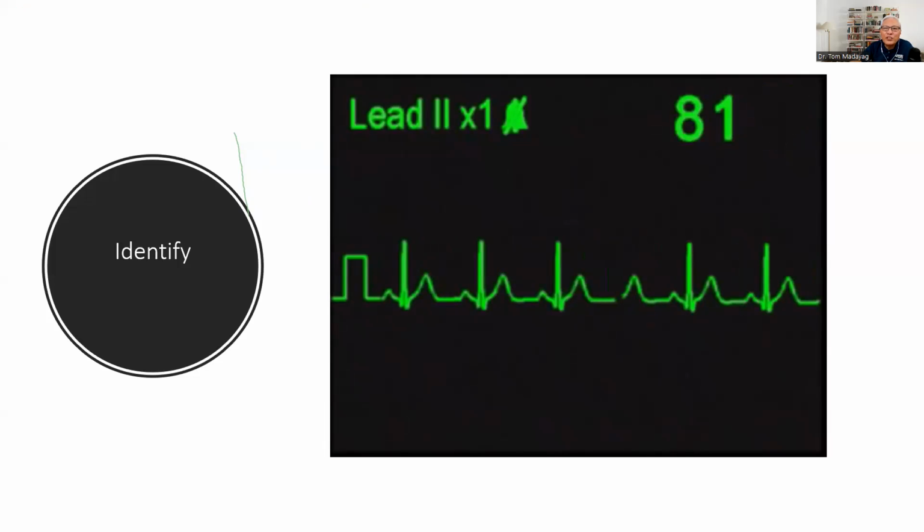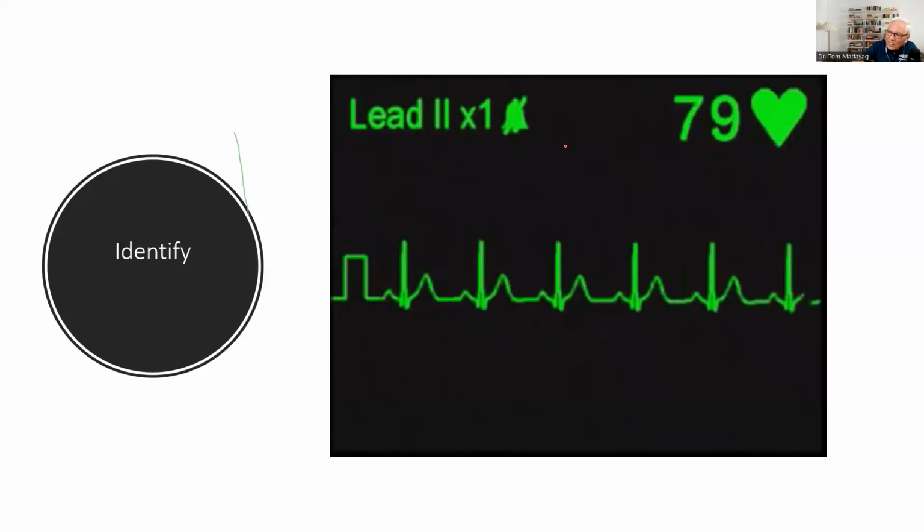All right. What is your interpretation? Your interpretation, please put it in the chat box. All right. We have a rate of 81 or 80, and it appears that all the complexes are normal. There's a P wave, there's a QRS complex, and there's a T wave, all in normal fashion. And therefore, this is a normal sinus rhythm.